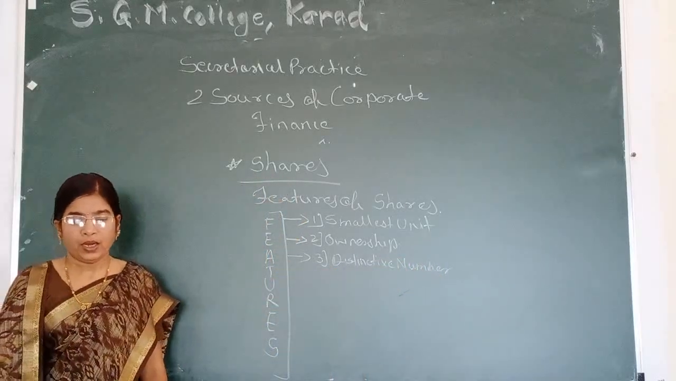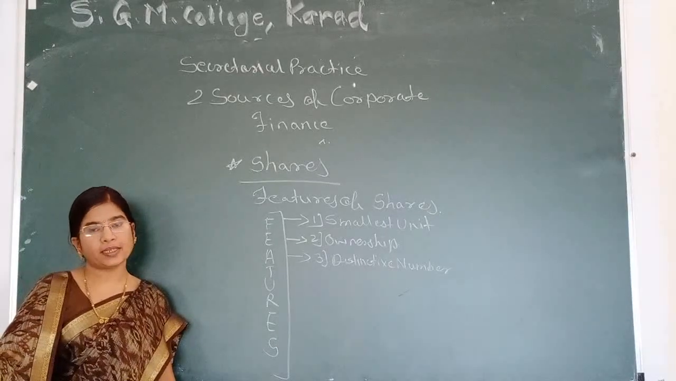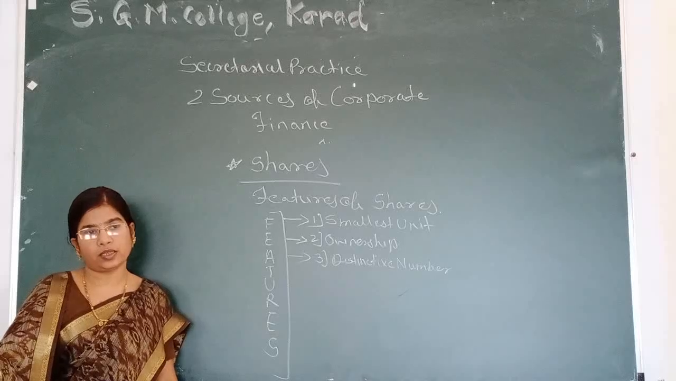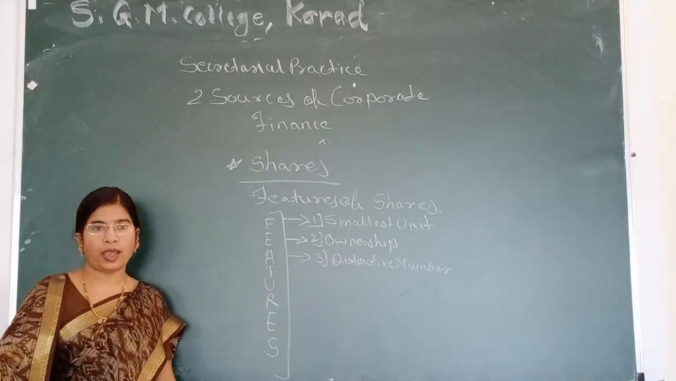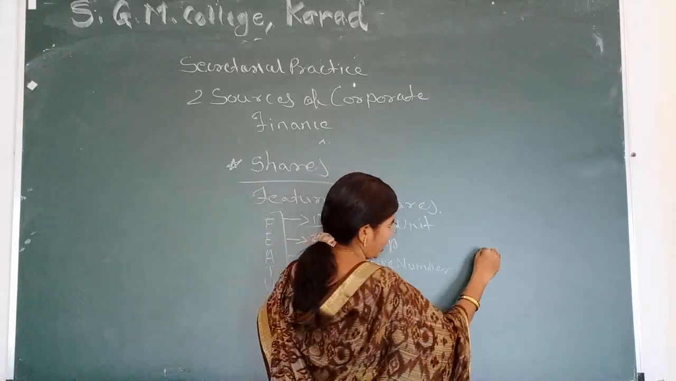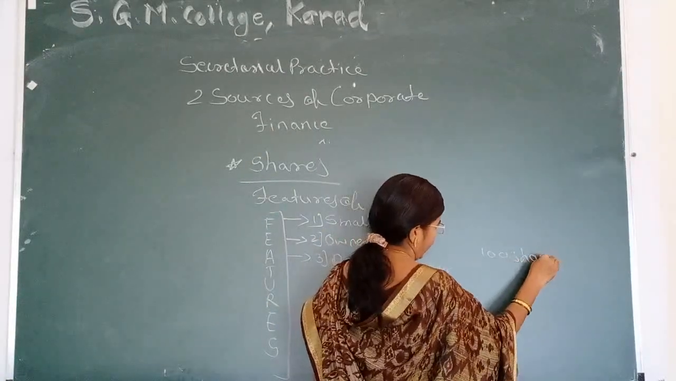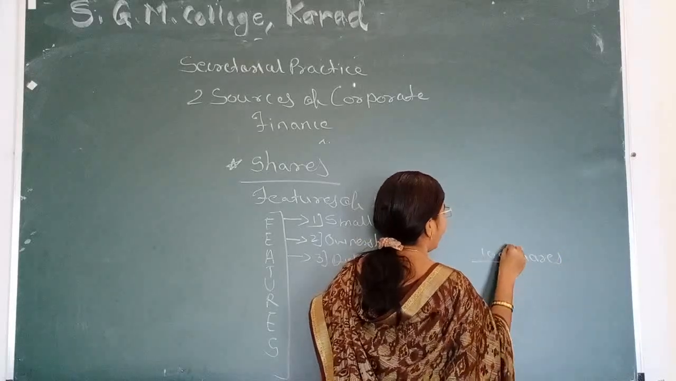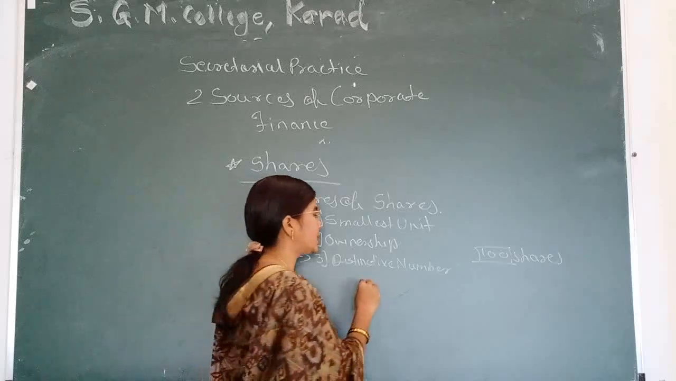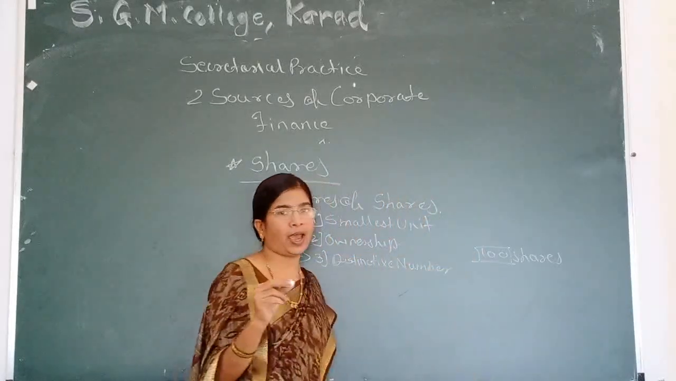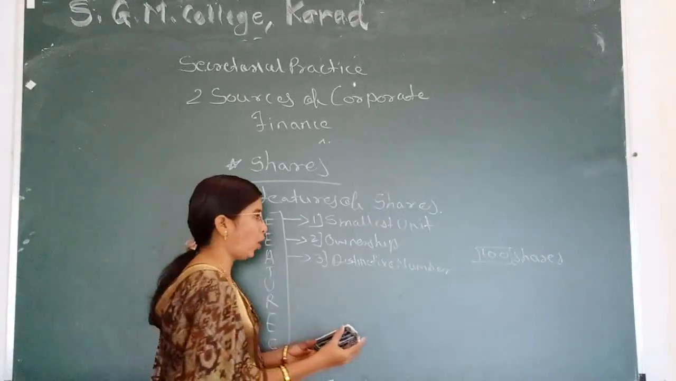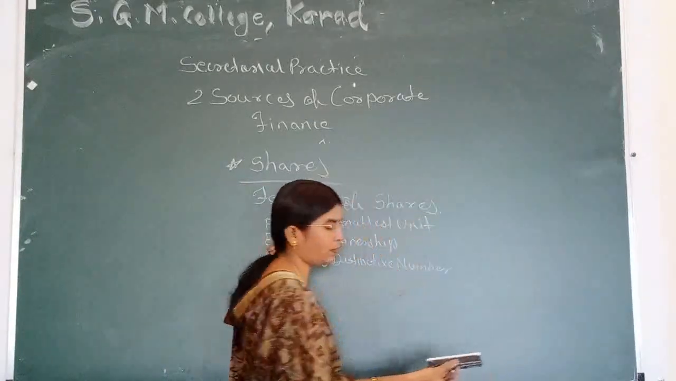Third feature is distinctive number. Share has a distinctive number for identification. It is mentioned in the share certificate. Every share has a distinctive number. It means if a person purchases 100 shares, these 100 shares have particular numbers. Each share has a particular number. This is called distinctive number. This distinctive number is mentioned on the share certificate of that particular person.